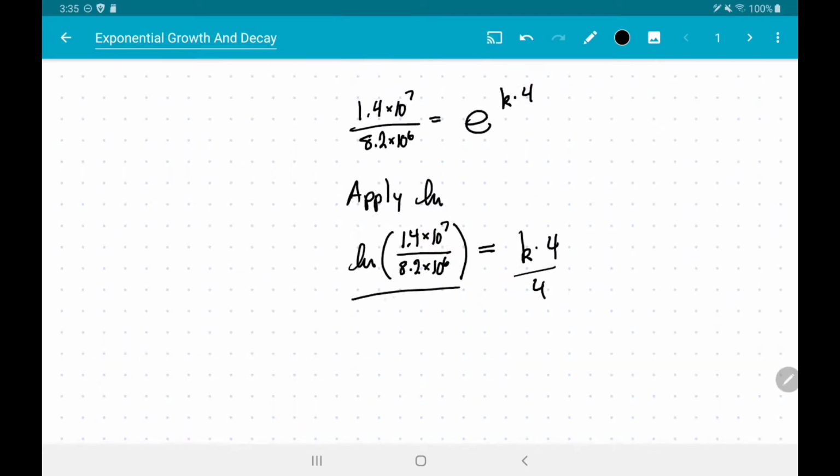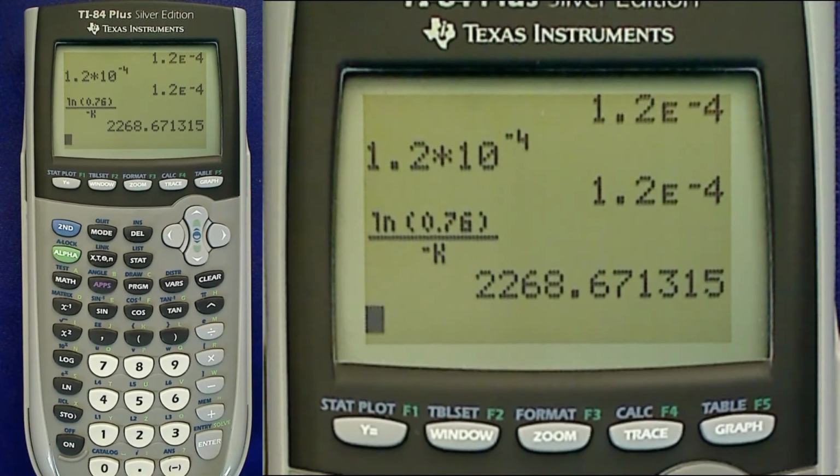Finally, we divide by 4. So that gives us k equals ln of 1.4 times 10 to the 7th over 8.2 times 10 to the 6th, divided by 4. Let's go back to the calculator.